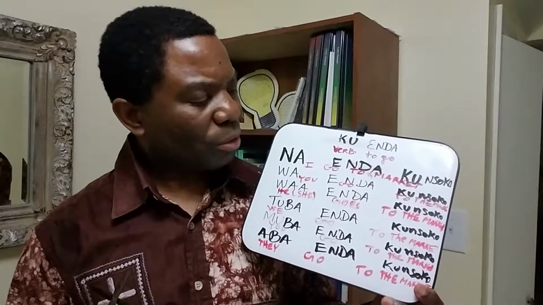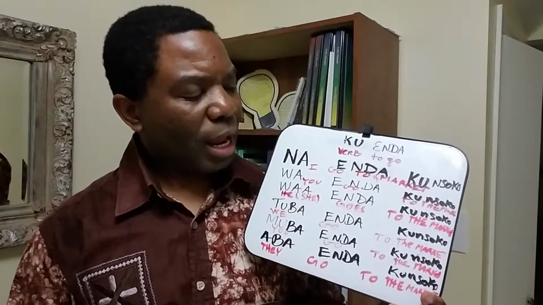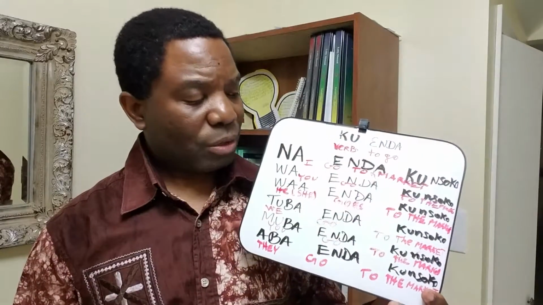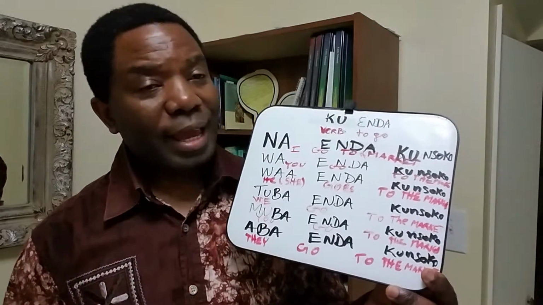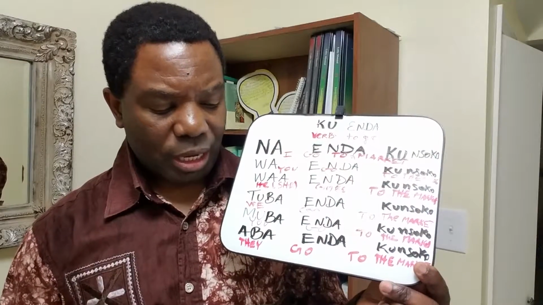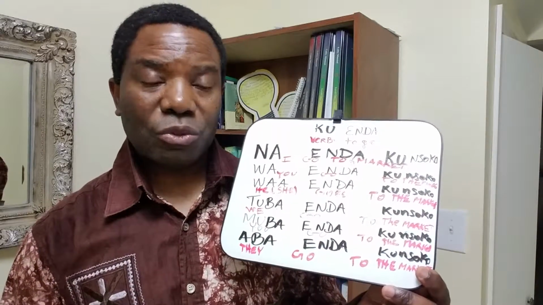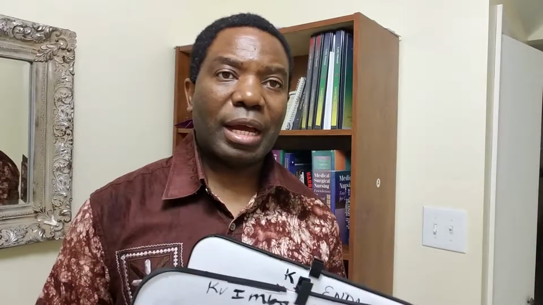Waenda kunsoko. So naenda kunsoko. Waenda kunsoko. Waenda kunsoko. Tubaenda kunsoko. Mubaenda kunsoko. Abaenda kunsoko. Those are the verbs we're learning today, and I hope you got something.